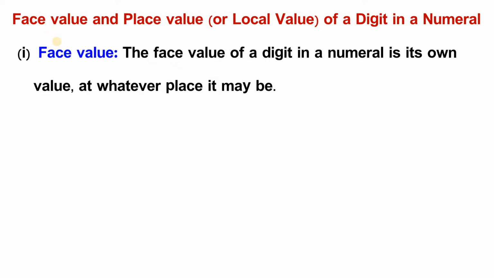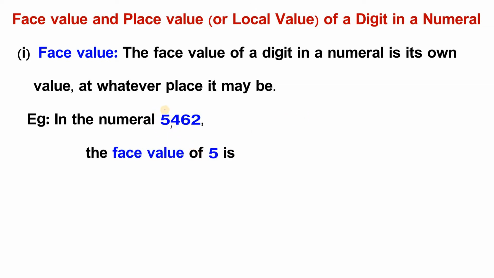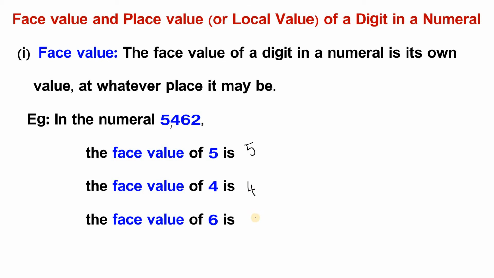First, we can go through face value. The face value of a digit in a numeral is its own value at whatever place it may be. That means the face value is the number itself in whatever place it may be. For example, in the numeral 5,462, the face value of 5 is 5. The face value of 4 is 4. The face value of 6 is 6. The face value of 2 is 2. In whatever place it may be, the face value doesn't change and the face value is the number itself.